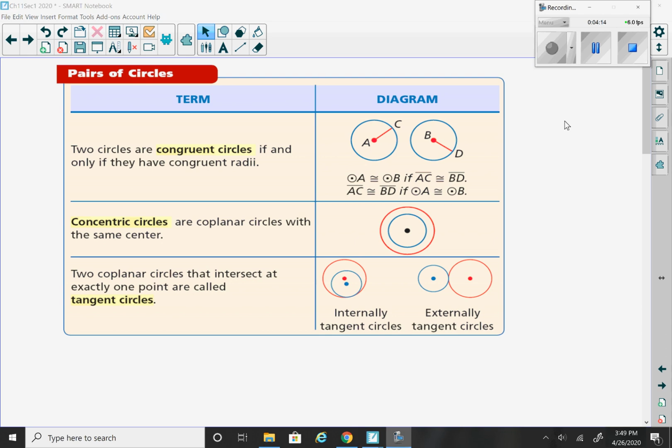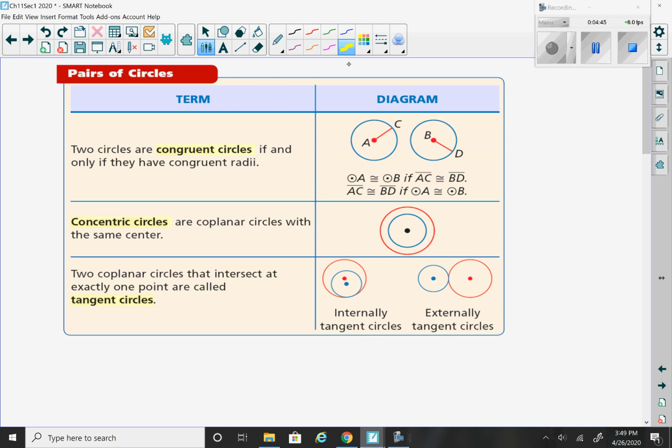Congruent circles have congruent radii. So they're exactly the same size and shape. Concentric circles are coplanar circles, meaning they lie in the same plane or flat surface and they have the same center. I always think of a bullseye or the Target logo, right? Those are concentric circles. And then tangent circles are, again, coplanar circles. They lie in the same flat planar surface and they intersect at exactly 1 point.